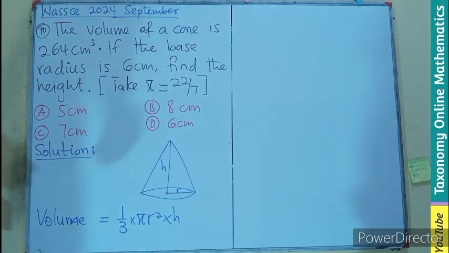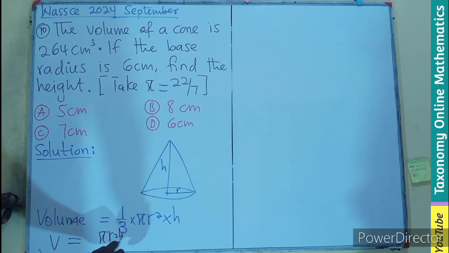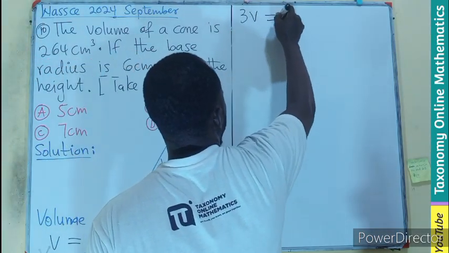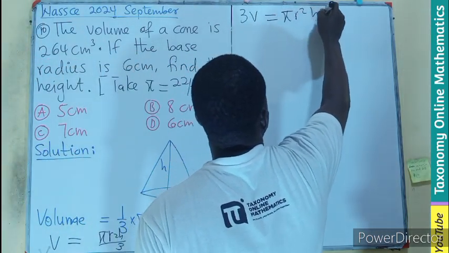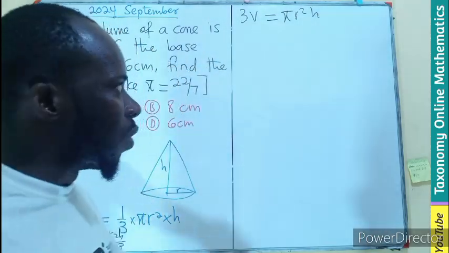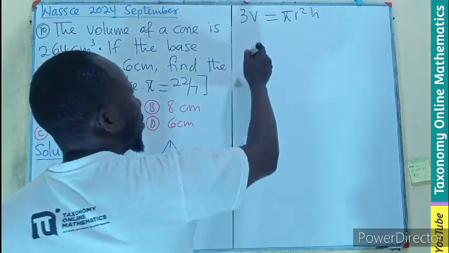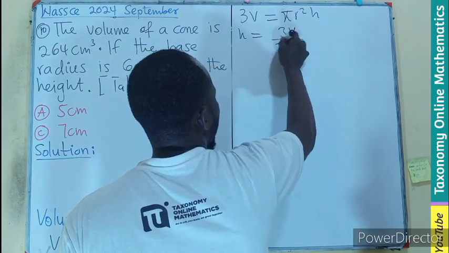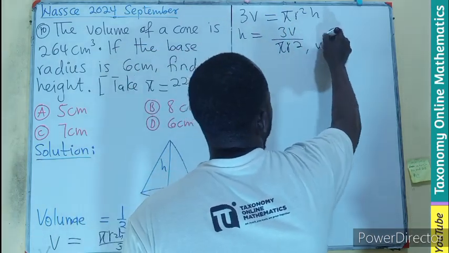So if that is the case, we can rewrite this as V equals 1/3, right? So it could be pi r squared h divided by 3. So this is a fraction. So let's multiply through by the 3, making it become 3V equals pi r squared h. We are looking for the height. So we make the height the subject, meaning the height will become 3V divided by pi r squared.